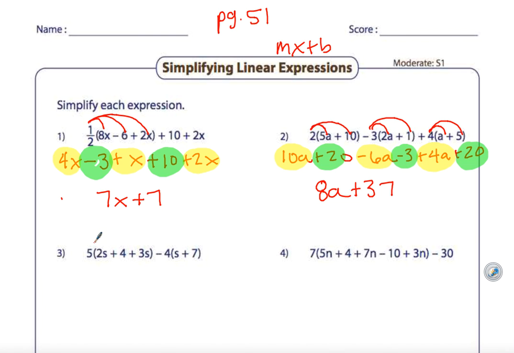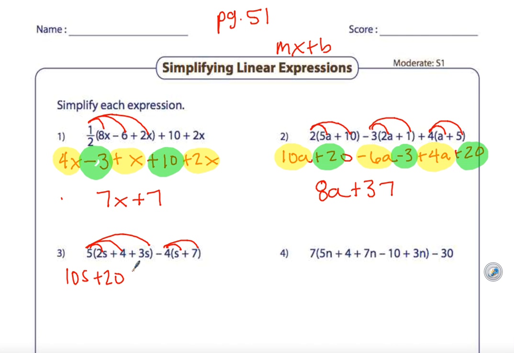Number 3, we've got 5 times 2s plus 4 plus 3s minus 4 times 7 plus s. So to begin, we would need to distribute the numbers that are outside the parentheses to everything that's inside the parentheses. So 5 times 2s would make 10s. 5 times 4 would make 20.